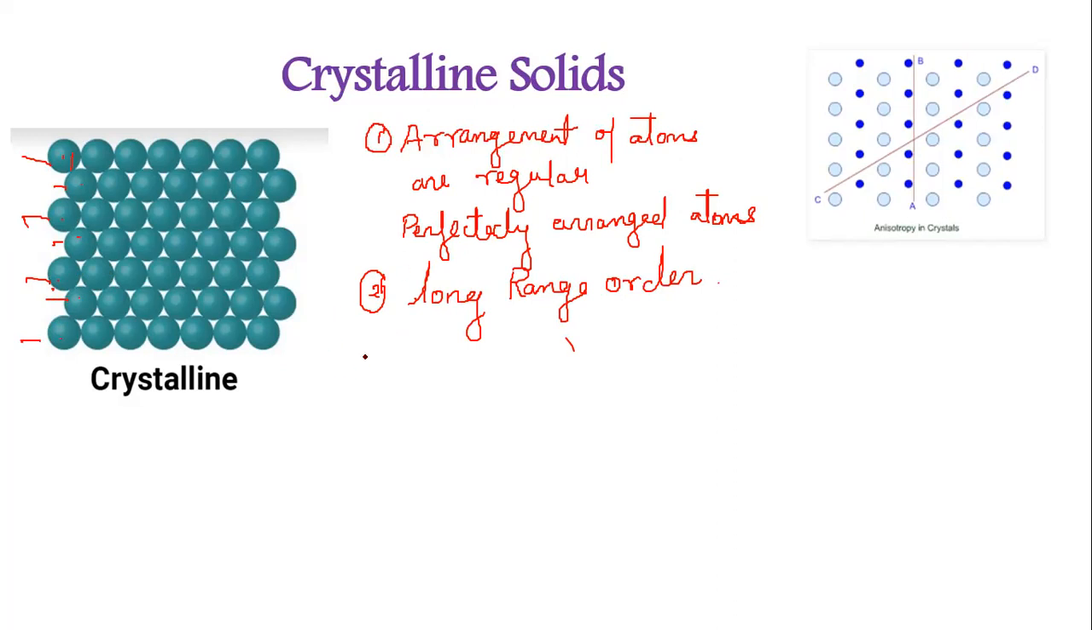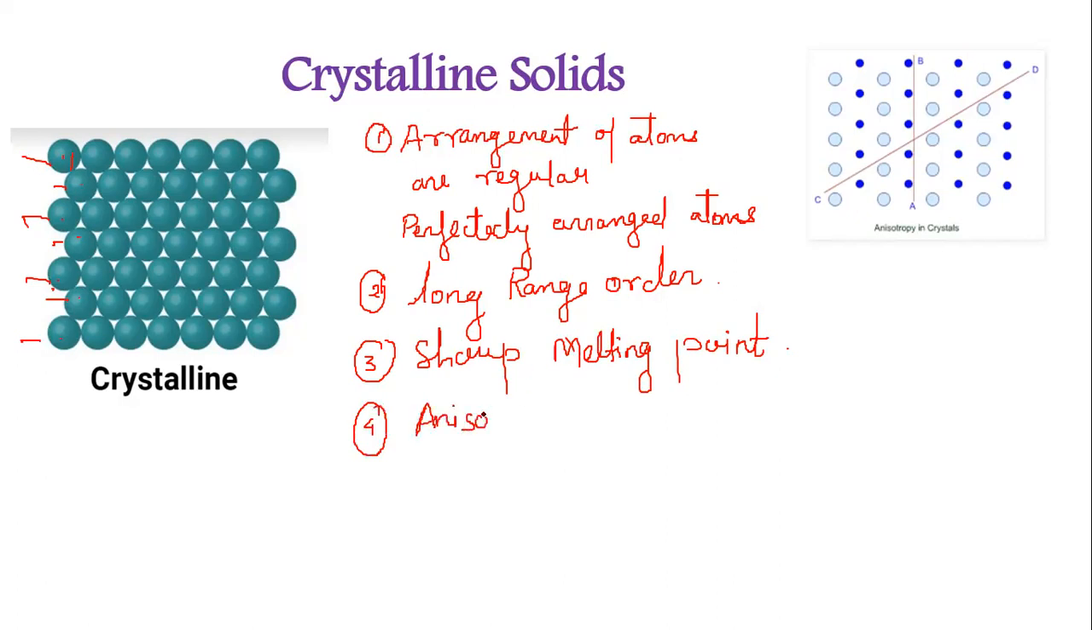Now the next property: they have a sharp melting point. Next property of crystalline solids is that they are anisotropic in nature. Now you can see on screen one image. This image gives us the property of crystals, that is anisotropy.